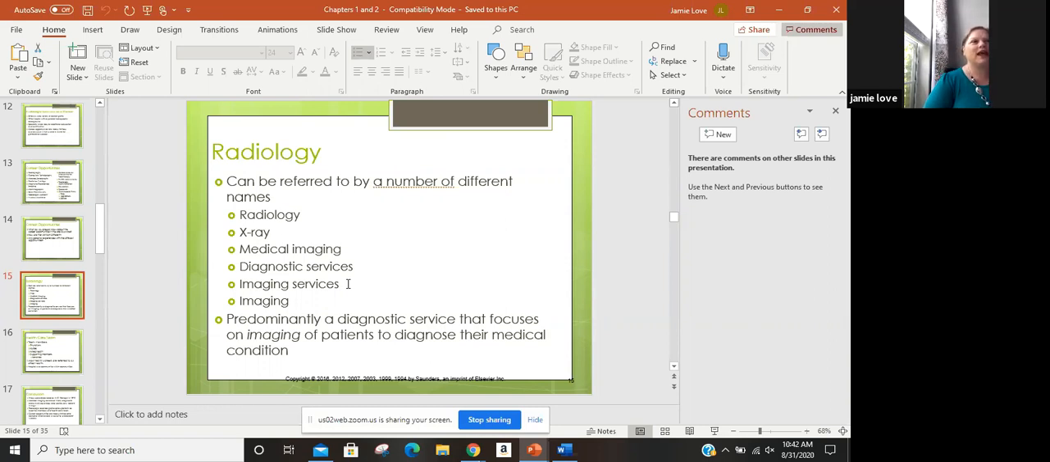So some different names we're called: radiology, X-ray, medical imaging, diagnostic services, imaging services, or just imaging. Human Resources makes our name badges, and some people in my department would have medical imaging and some people would have radiology. I guess it depended on who put it in and what they decided to put on our badge. But mostly we're just considered imaging anymore, the whole round of everything in radiology.